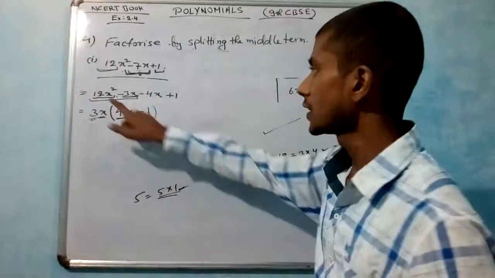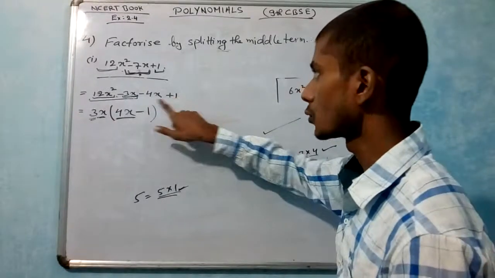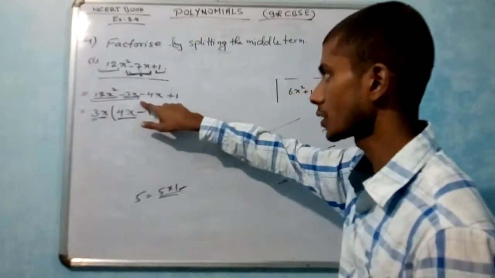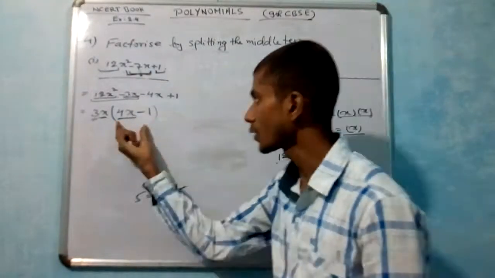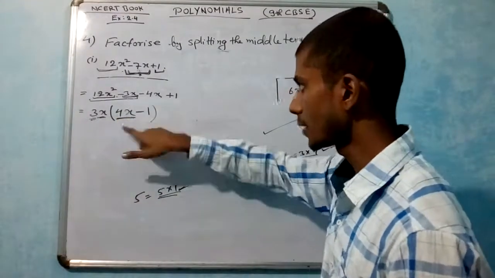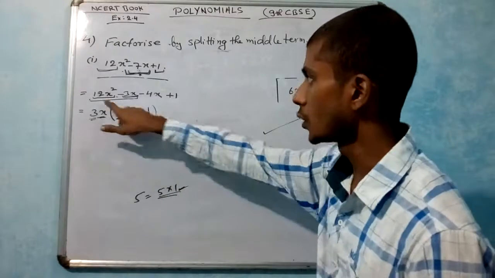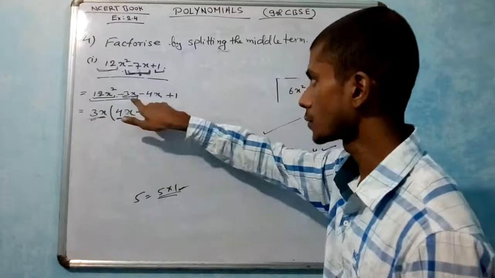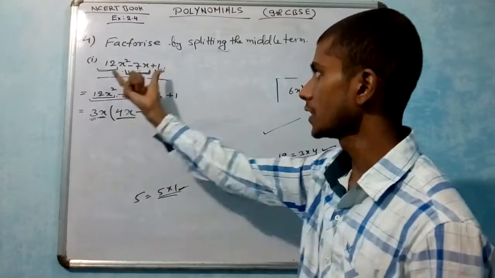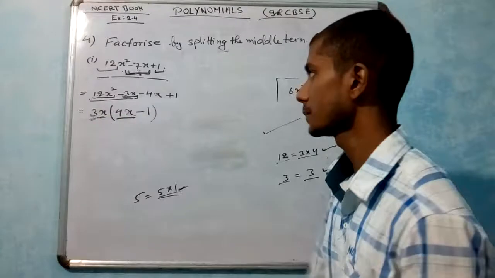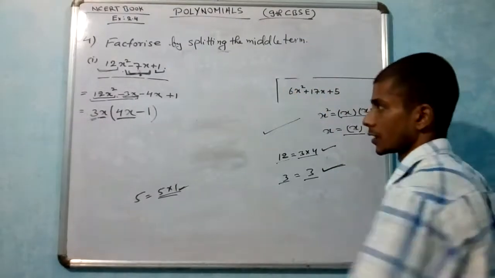We are not changing this expression, we are not changing any value. See, minus 3x minus 4x is already minus 7x. We are just splitting and working on it, but we are not changing its value. If we open the bracket, we will get the same thing. 3x into 4x, 12x square. Minus sign as it is. 3x into 1, minus 3x. The polynomial still remains the same. Okay? Correct. Next, what to do?